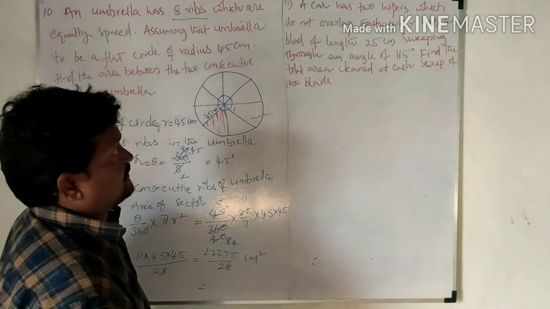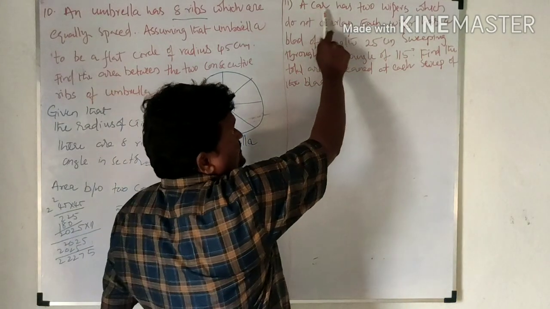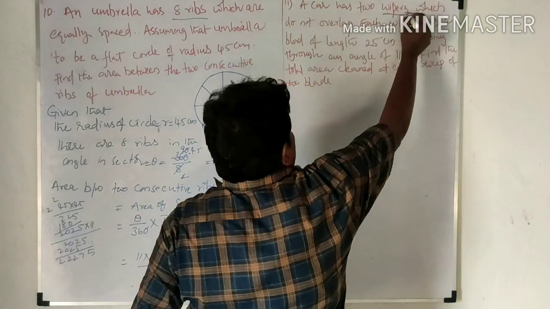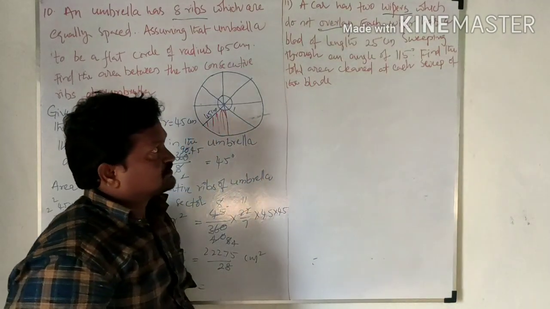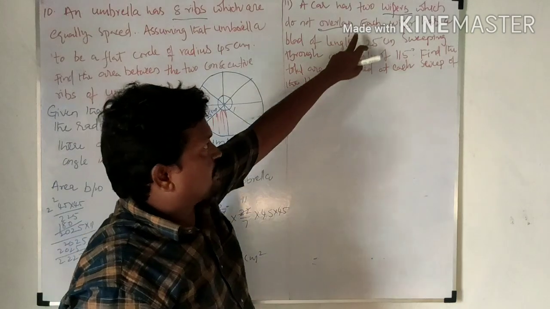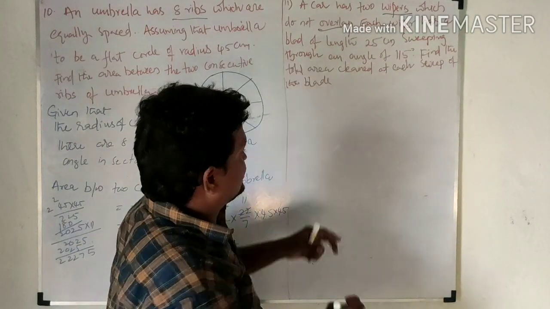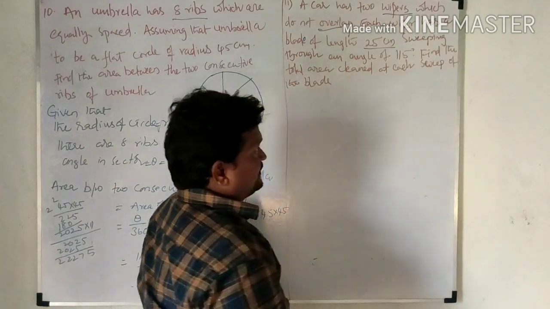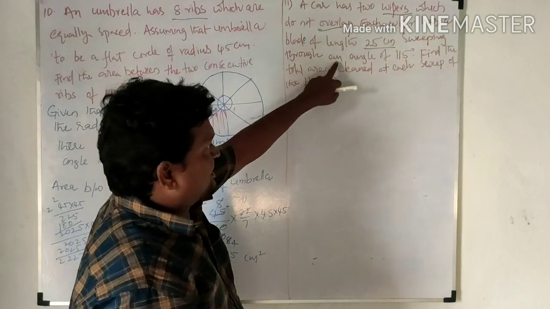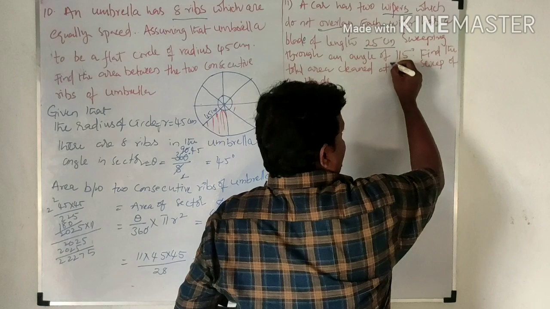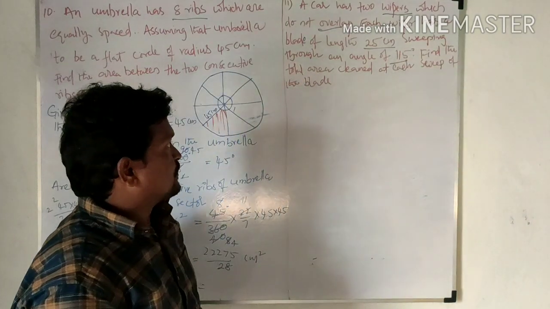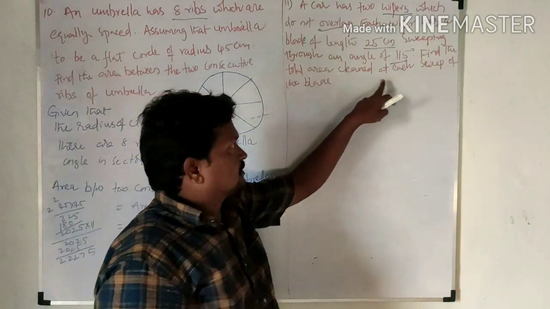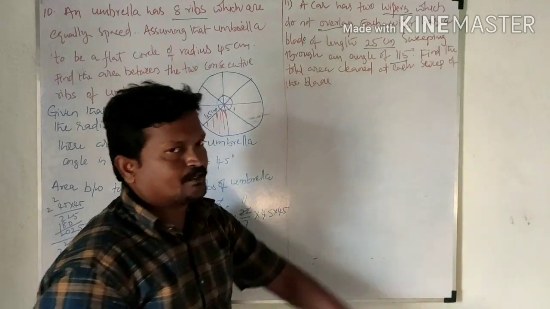Now let us see the 11th question. A car has 2 wipers which do not overlap. Each wiper has a blade of length 25 centimeters, sweeping through an angle of 115 degrees. Find the total area cleaned at each sweep of the blades.